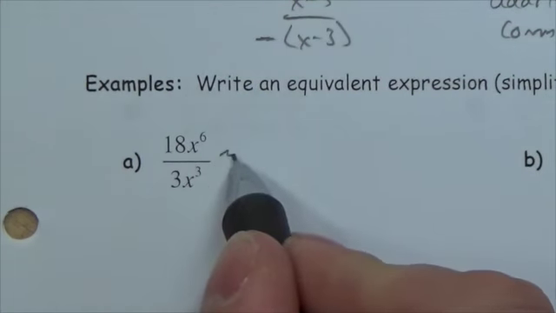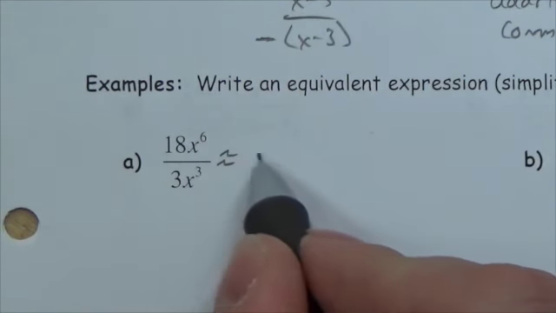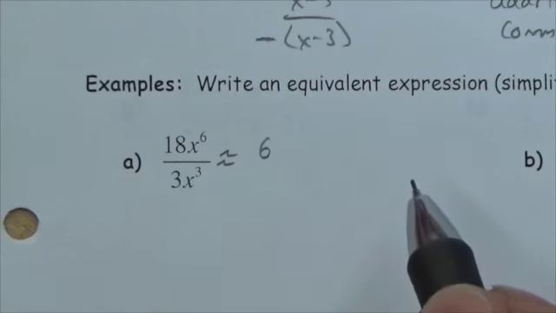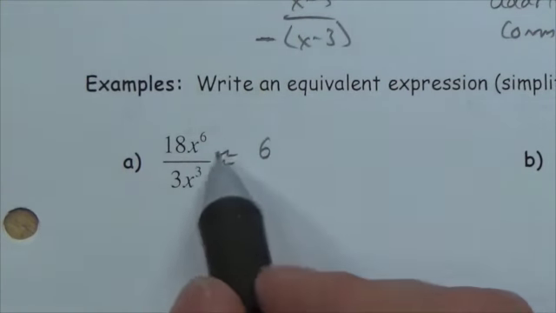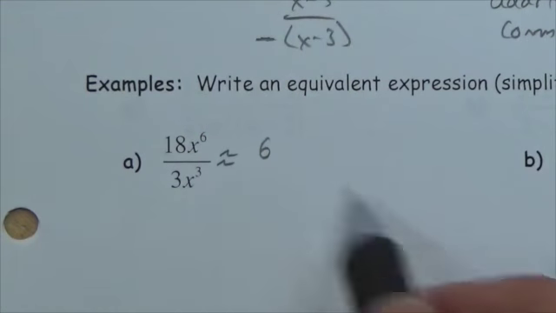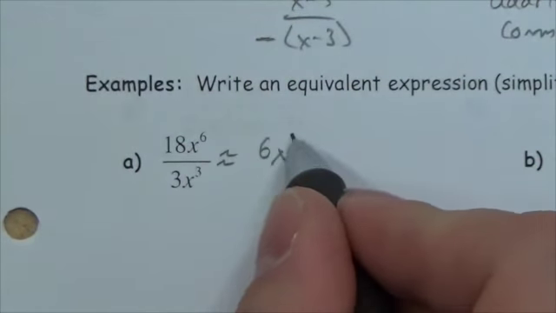So 18 and 3 have a common factor of 3. And in fact, this is 6 times 3. So when I cancel 3 here, we'll be left with 6 in the numerator. And then x to the 6th divided by x cubed. Well, I've got 6 of them in the numerator, 3 of them in the denominator. So a group of 3, numerator and denominator, will cancel. I'm going to be left with x cubed. Now, these are equivalent. But as soon as I state that x cannot be equal to 0, they become equal.